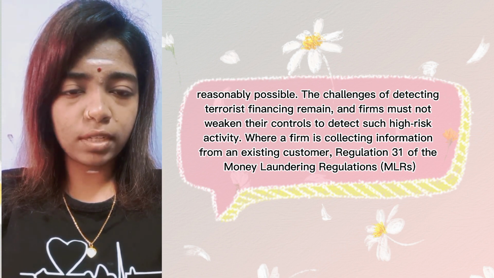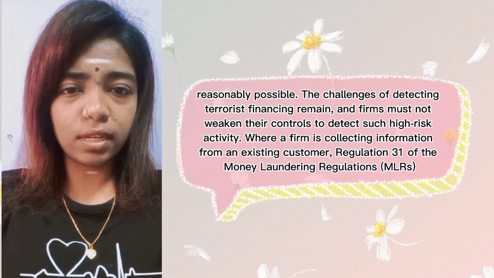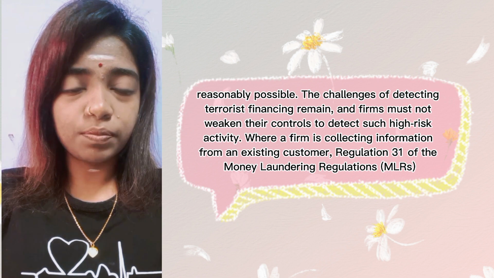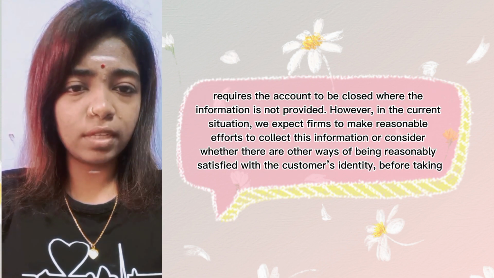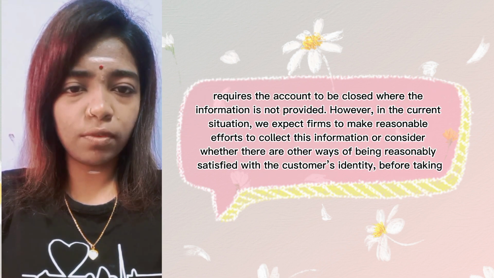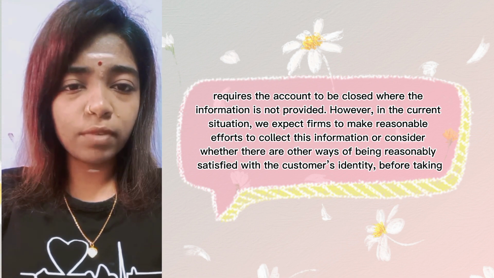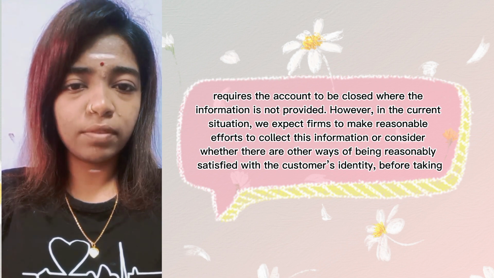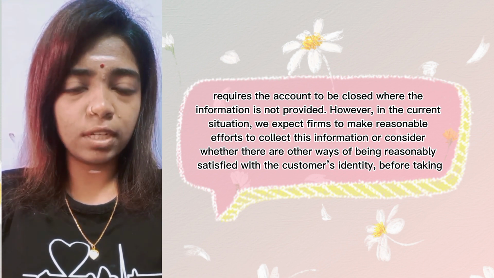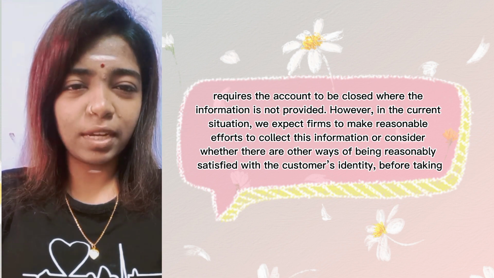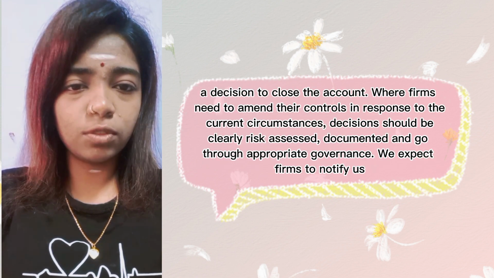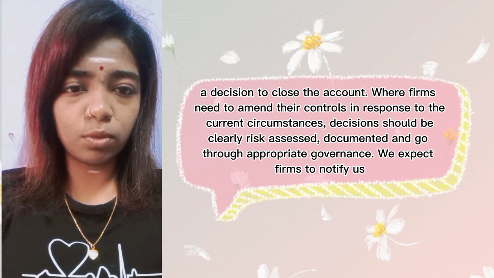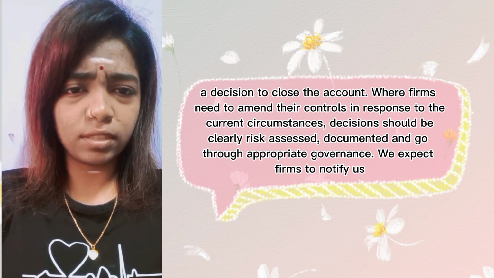Where a firm is collecting information from an existing customer, Regulation 31 of the Money Laundering Regulations requires the account to be closed where information is not provided. However, in the current situation, we expect firms to make reasonable efforts to collect this information or consider whether there are other ways of being reasonably satisfied with the customer's identity before taking a decision to close the account, where firms need to amend their controls in response to the current circumstances.